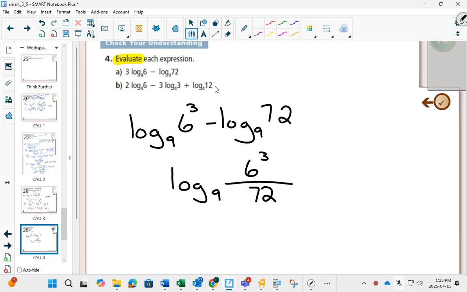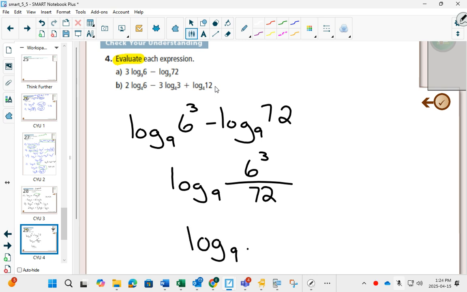Now some of you know what 6 cubed is. You could change it to 216. But I actually am going to show you some mental math strategies that I think will make your life easier rather than harder. Okay? So option 1, yes, you could write that as 216 over 72 and then reduce that to lowest terms.